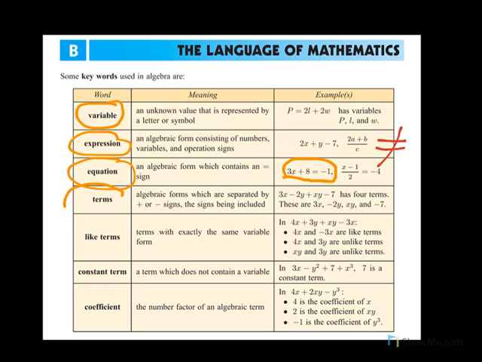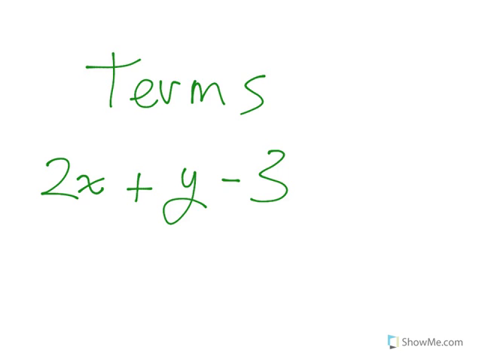The other word here is terms. Terms are algebraic forms separated by a plus or negative sign. Here we have an example: 3x minus 2y plus xy minus 7. There are 4 terms. They are 3x, -2y, xy, and -7. Here we have an expression. This is not an equation because there is no equal sign.